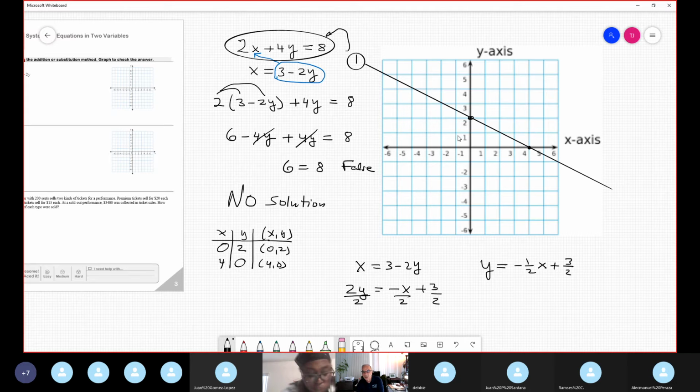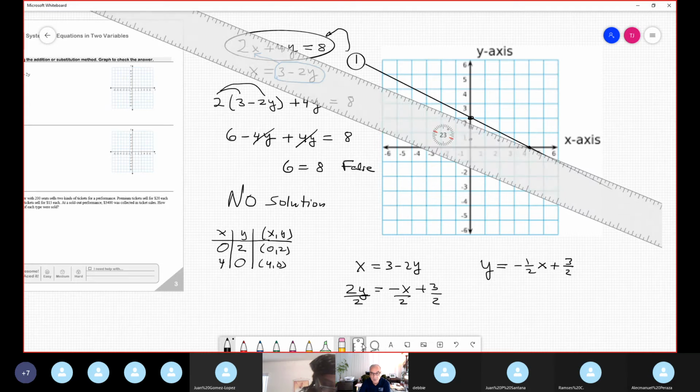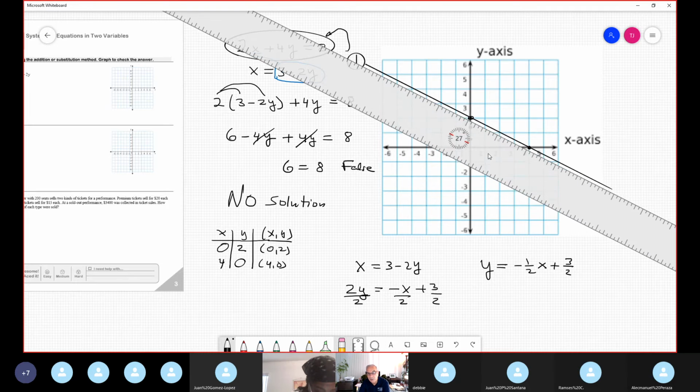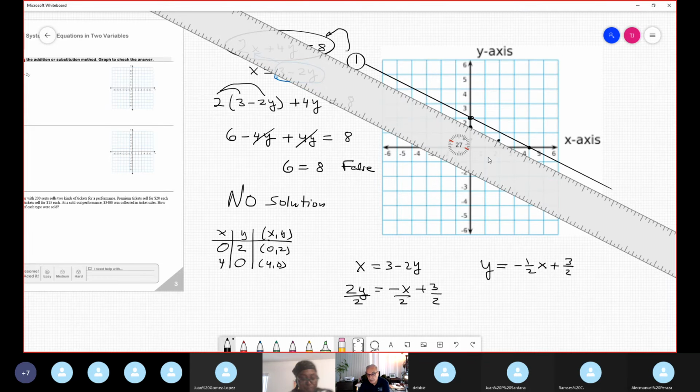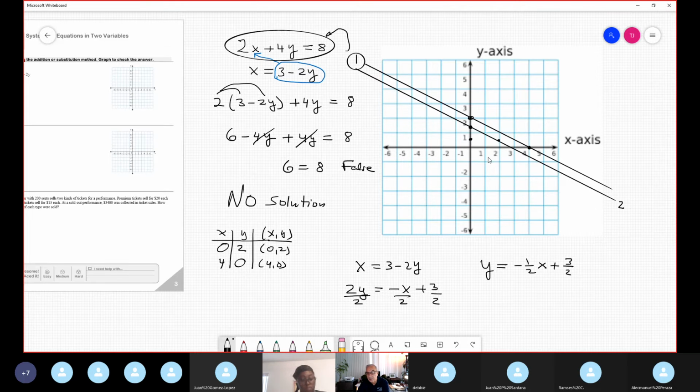Okay, so b is 3/2. 3/2 is 1.5, so 1.5 is supposed to be over there. And the slope is negative 1/2, which is 1 down and 2 to the right. Okay, it's obvious that when you connect these points, look at that, it's a parallel line. And the confirmation: we have no solution. This is the second equation. They are parallel.